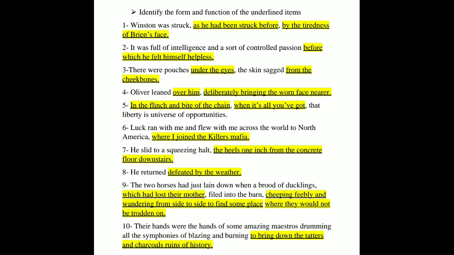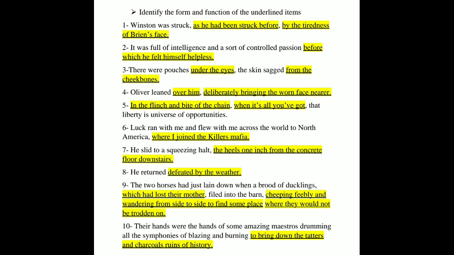Okay, so in the flinch and bite of the chain, it is a prepositional phrase functioning as an adjective, and when it is all you have got, it is an adverbial clause functioning as an adverb of time. So the first one describes liberty, and the second gives us its time, okay? Or it describes the whole clause. Okay, good. So luck, number 6 please.